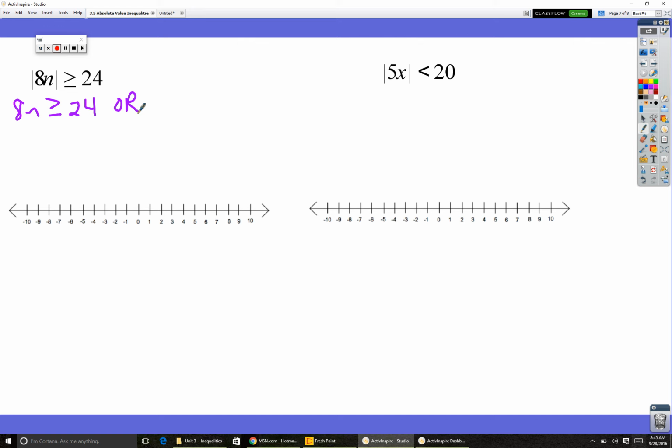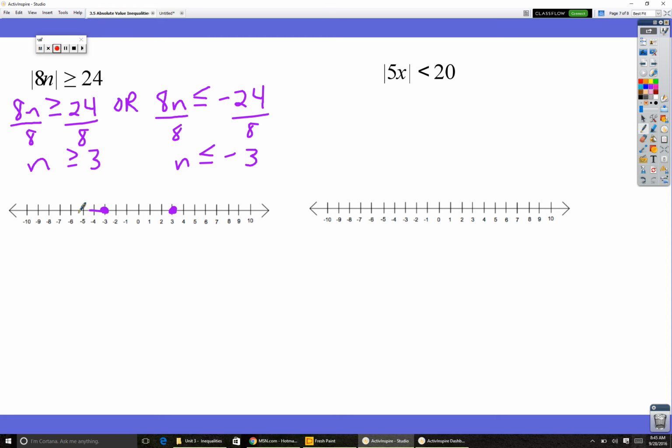And my second inequality, Cheyenne, would be what? An is less than or equal to -24. Good. Okay, so solving these inequalities, I have n is greater than or equal to 3, 4, n is less than or equal to -3. So on my graph, I use closed circles. And again, it looks like oars on a boat.